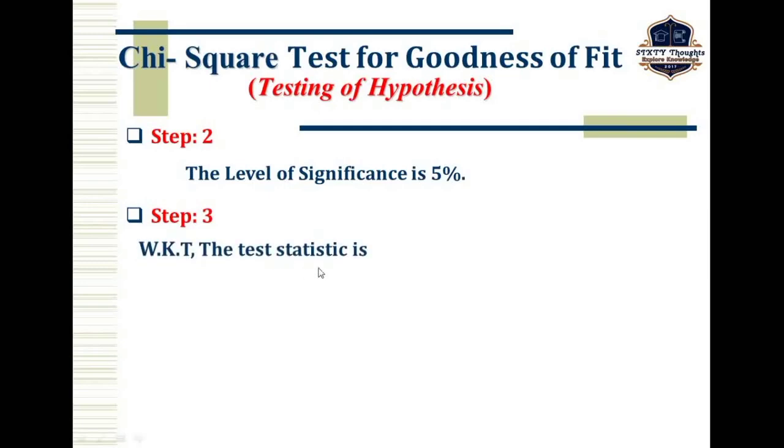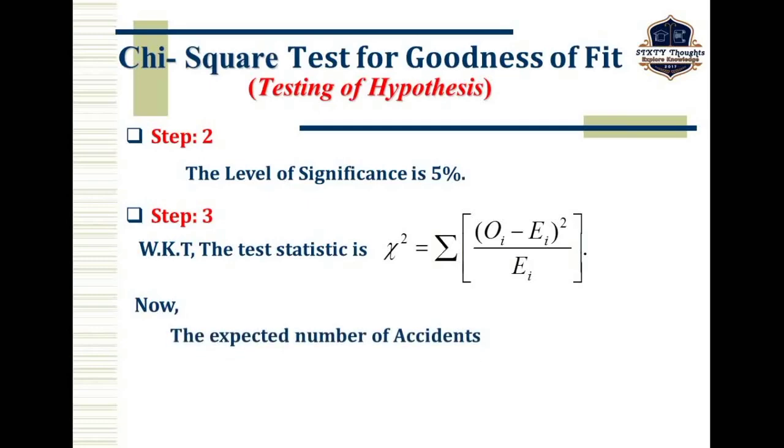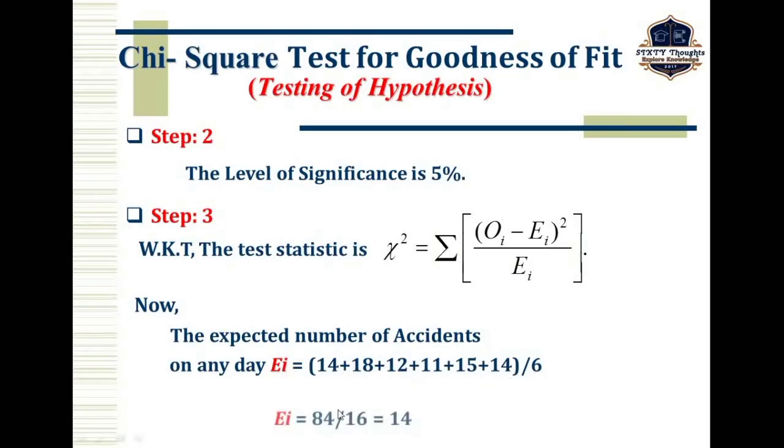We know that the test statistic is chi-square equal to the sum of (observed value minus expected value) squared over expected value. Now how to find the expected number of aircraft accidents per day? Adding all observed values and dividing by 6, we get the expected value. So the expected number of aircraft accidents on any day, E_i, equals 84 by 6, that is equal to 14.